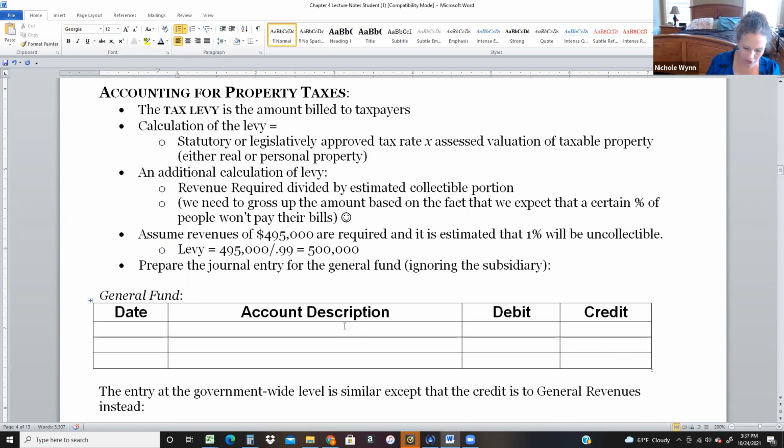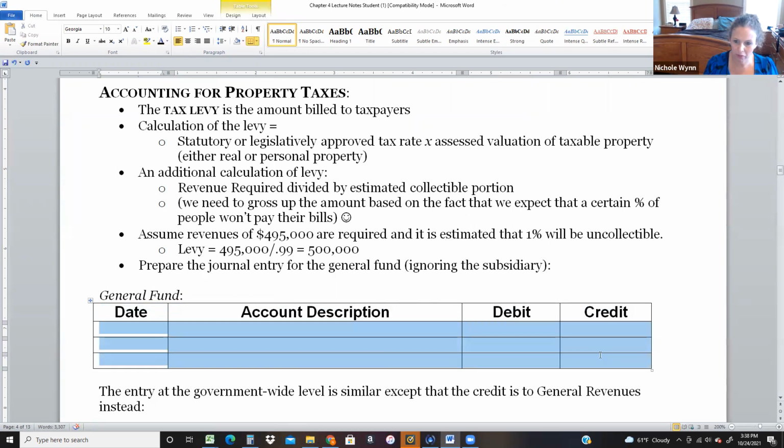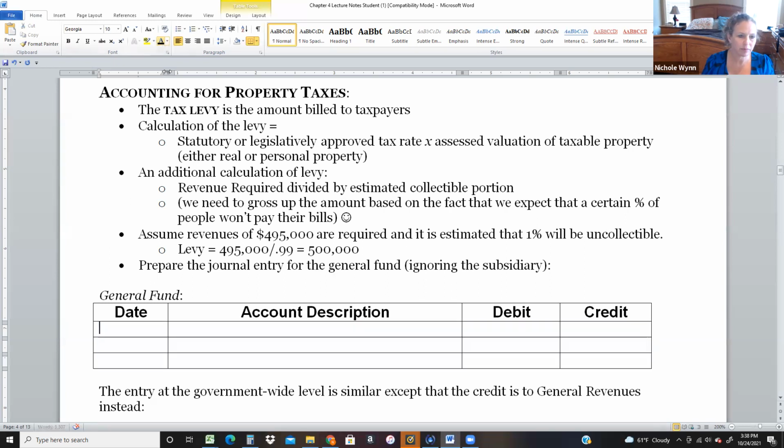So basically, we are going to plan and bill our customers, who are our citizens, 500,000. Let me go ahead and just write this with you. Taxes receivable, dash, current. That's not how you spell that word. Okay, so we're going to bill them 500,000, but that's because we expect 5,000 to not be collected. We're going to call this estimated uncollectible taxes, dash, current.